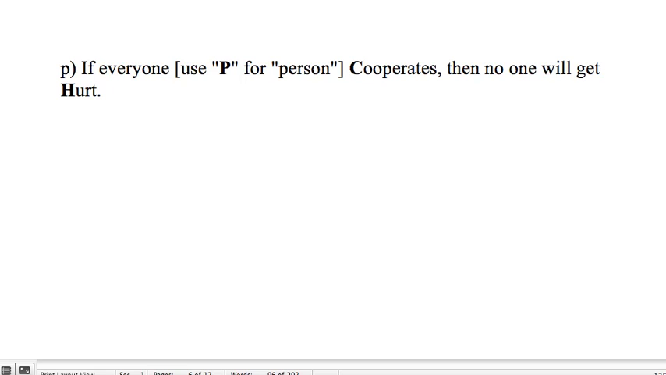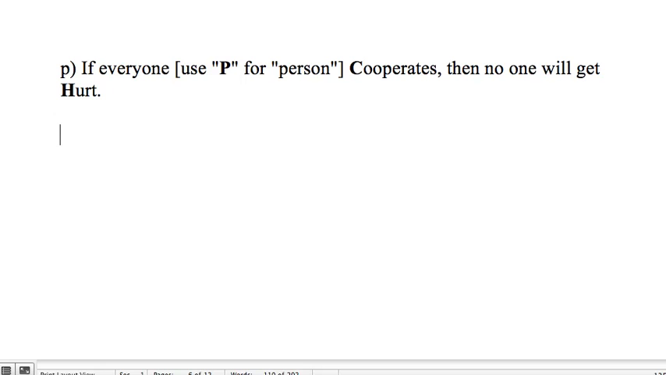Here we're going to use P to represent people, persons, whatever. If everyone cooperates, then no one will get hurt. This one involves something that we didn't talk about head on in class. See if you can see what's going on here. If everyone cooperates, no one will get hurt. The thing to realize about this one is that the main operation is not a connective. The main operation is if-then. This sentence is a conditional.